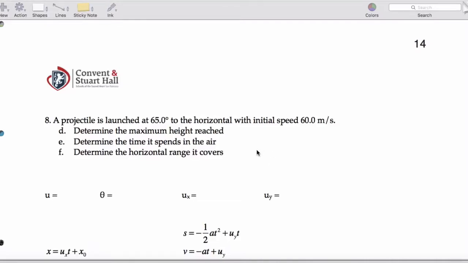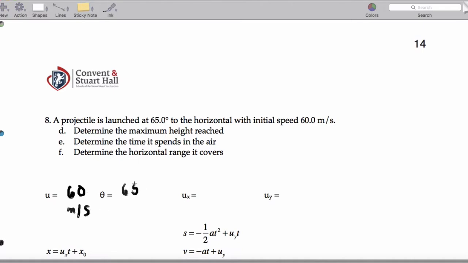All right, so for problem number 8, we did a version of this on the first practice test, so I'll move a little bit quicker through this, but not much. All right, so 60 is the speed it launches at, 60 meters per second, and the angle is 65 degrees.